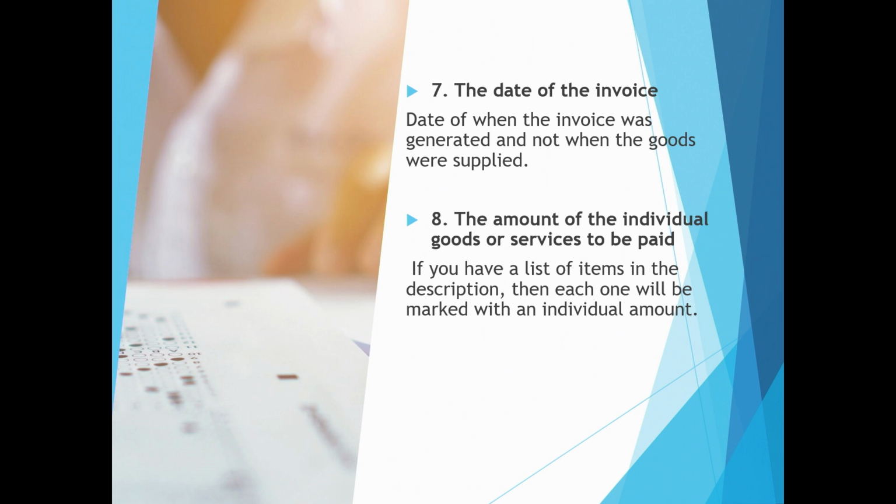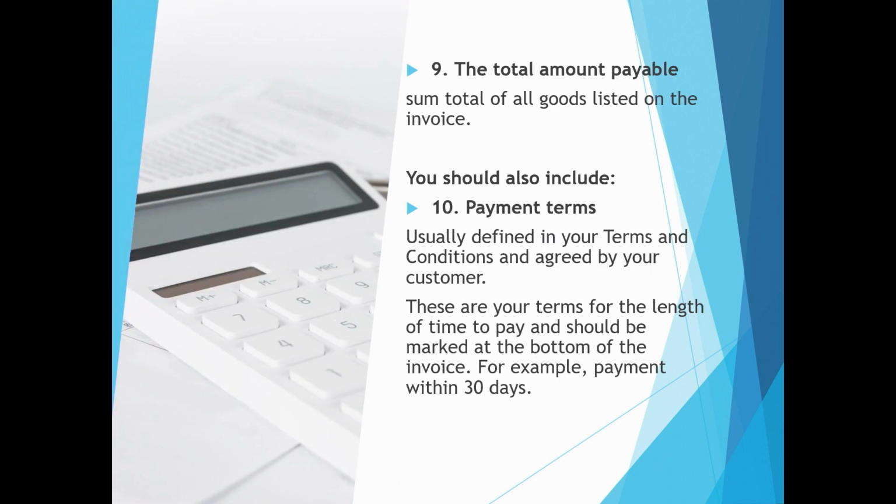The amount of the individual goods or services to be paid. If you have a list of items in the description, then each one will be marked with an individual amount. Again, we're breaking it down for the customer. Number 9, the total amount payable. Okay, so you'll be adding up all of the different rows for each of the items that you've listed, and we're going to give a total amount payable. When we move on to the next section where I'm showing you how to fill in an invoice, you'll see exactly where this is. So it'll be the subtotal, the VAT amount, and add it together, and that'll give you your total amount payable.